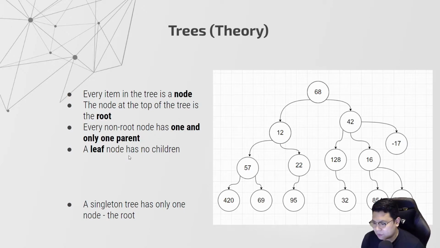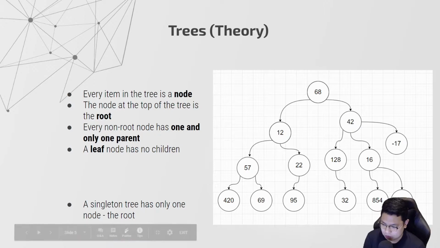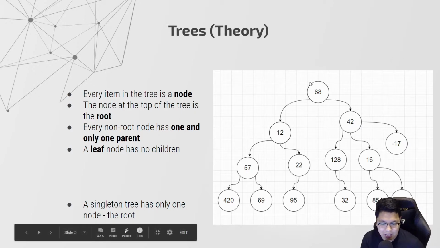A leaf node has no children. Our leaf nodes here are at the lowest level. 420 doesn't have any children, 95 doesn't have any children, and neither do 32, 854, and 115. So these are our leaf nodes. A singleton tree has only one node, the root node. If this tree only has 68 in it, that is called a singleton tree.